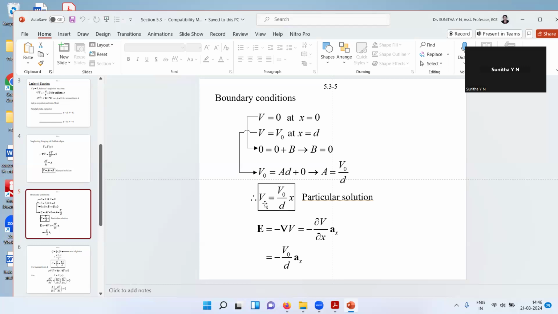Now, once we know the value of V, which is V naught divided by d into x, we can get an expression for electric field intensity. According to the equation we learned while deriving Poisson's equation, E is equal to minus gradient V, and the gradient here is del V by del x. So E is equal to minus del V by del x into ax, where V is V naught by d into x. Substituting, we get electric field intensity E equal to minus V naught divided by d into ax. This is the value for electric field intensity. So we constructed the Poisson-Laplace equation, and through that we could get a value for electric field intensity.